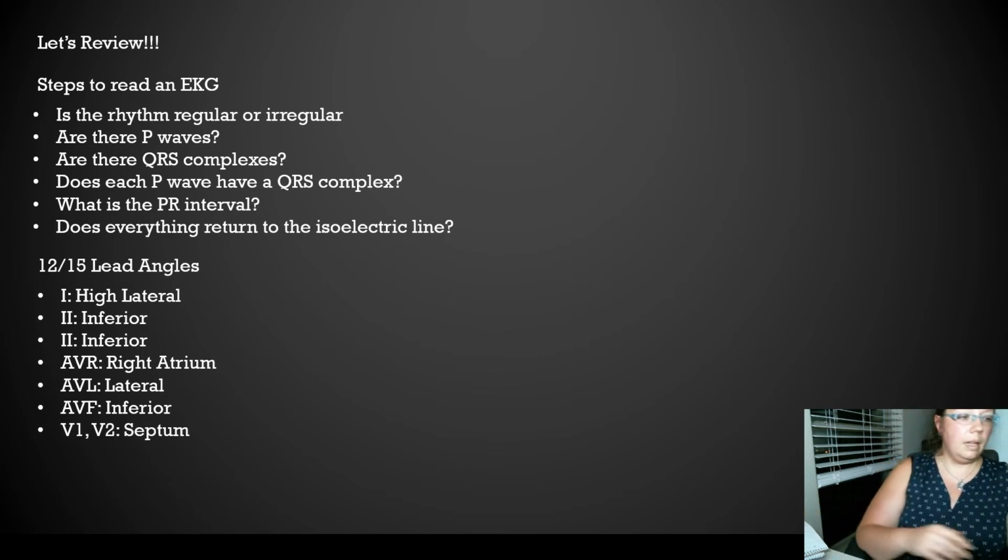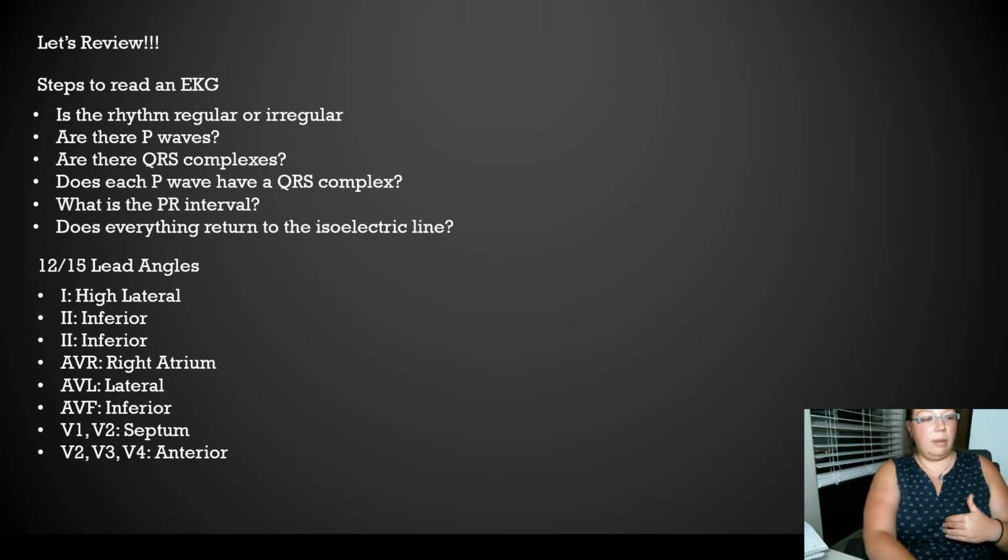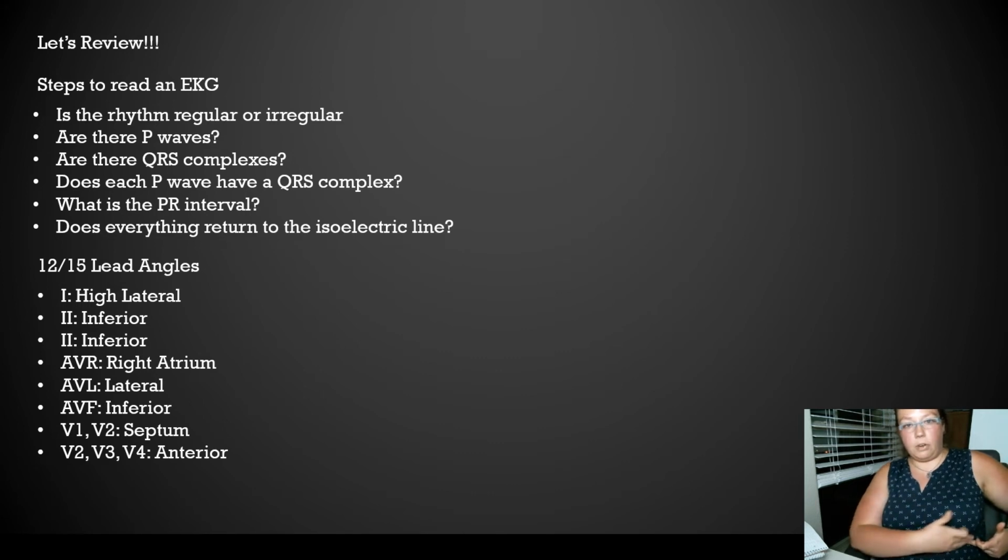Okay. Now we're looking at the 12 lead. We're going 1, 2, 3, 4, 5, 6, all across here. V1, V2 is looking at the septum, the middle of the heart, that part of the wall that separates the atriums and ventricles from each other. Then we've got 2, 3, 4. They're looking at the front of the heart.